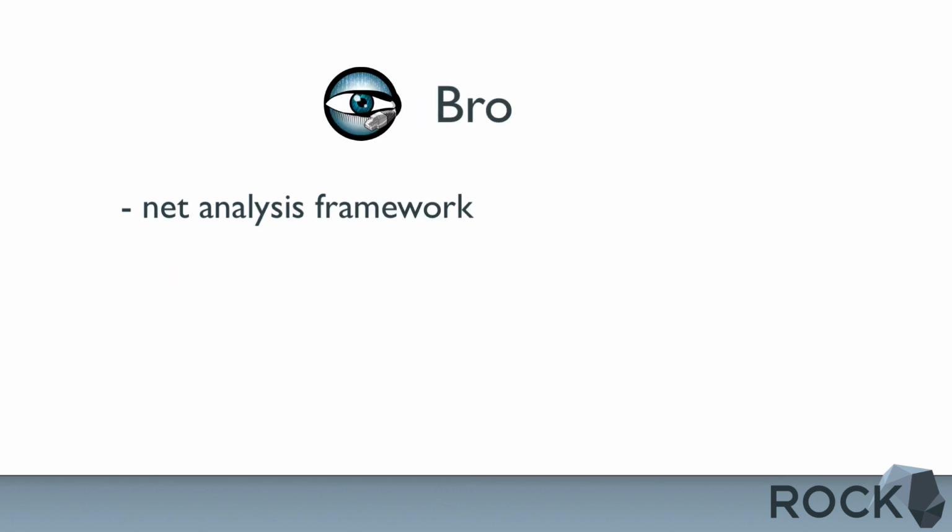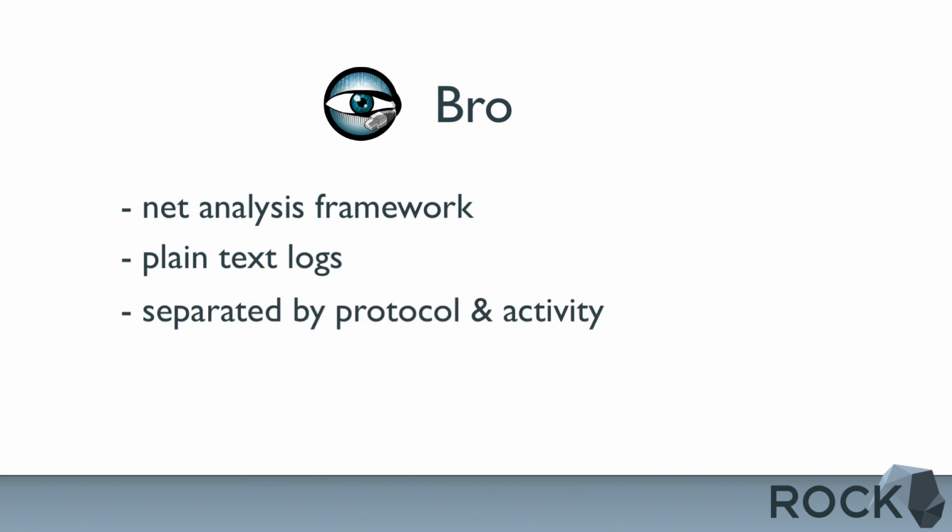Bro is a network analysis framework that reads and profiles traffic as it's seen. This metadata is then written to plain text, searchable logs. These logs are separated by protocols and activity types such as HTTP, DNS, and SMTP. Bro is also a Turing-complete scripting language, so it's very flexible and customizable. A good example of this is that Bro scripts can be written to extract files based on user-defined alerting conditions.